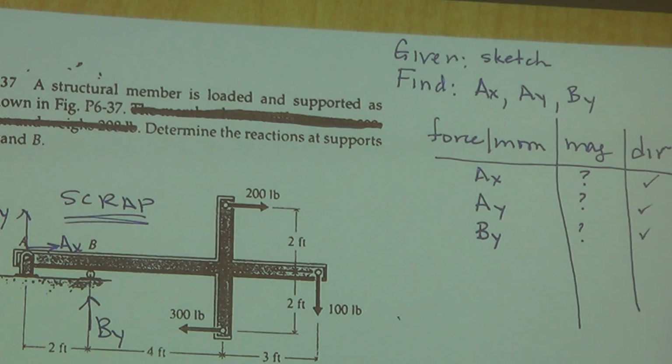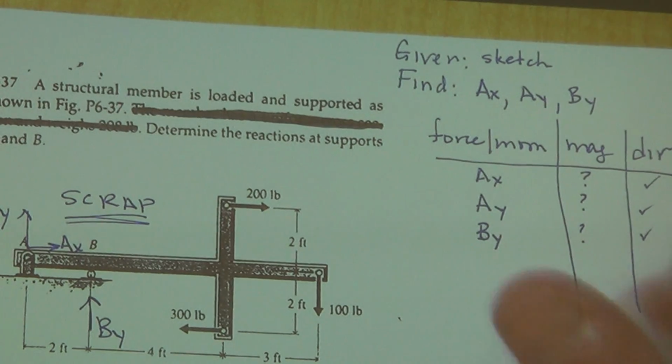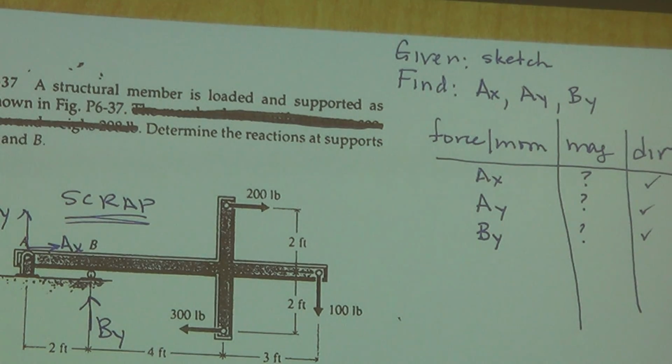It goes to the right. How come it goes to the right? It has nothing to do with the pin. They're called reactions at support. What forces need to be in there to balance it? It's a reaction to the forces that are applied. Look at the forces that are applied.